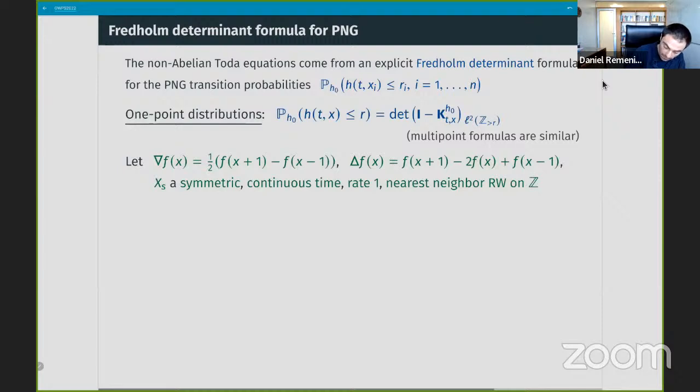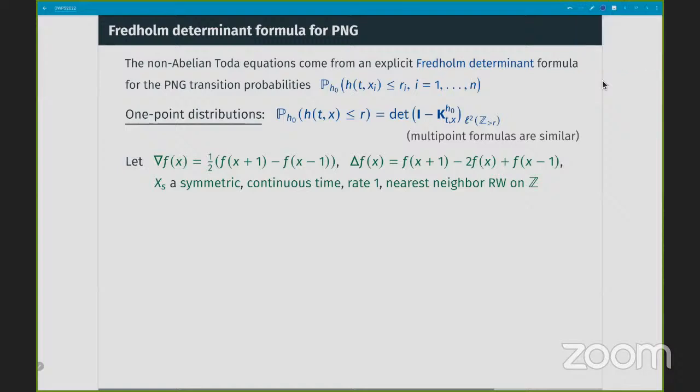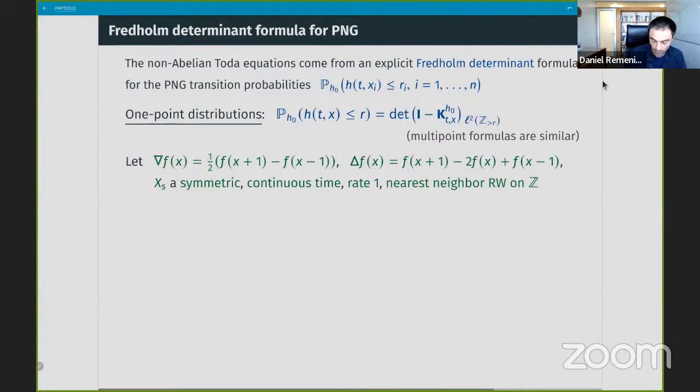And to say what this K is, I need to introduce a little bit of notation. First, this nabla operator, which is just a symmetric discrete difference, f of x plus one minus f of x minus one. And then delta, which is going to be the second discrete difference, f of x plus one minus two f of x plus f of x minus one. Sorry, what is K? I'm going to tell you what K is.